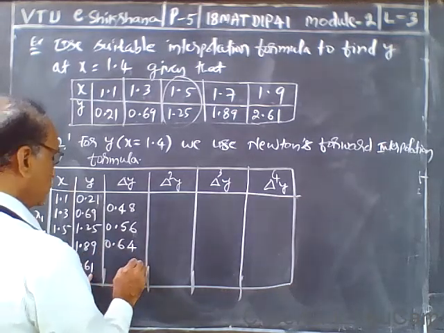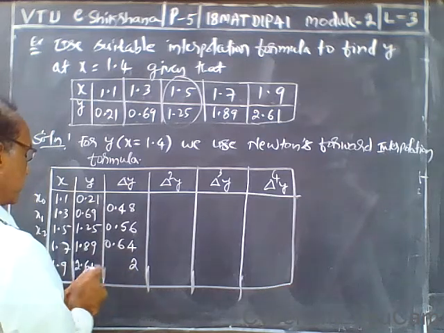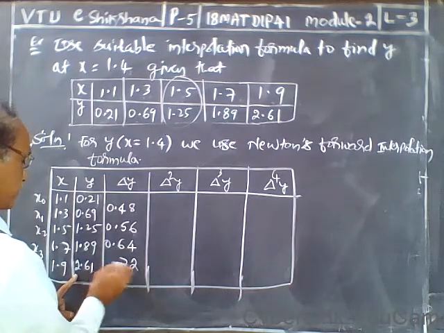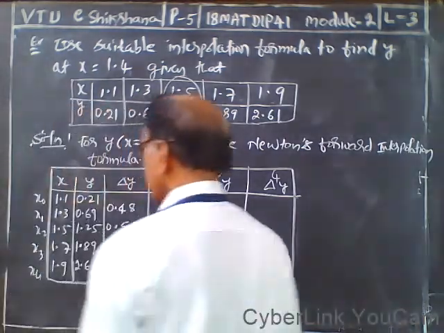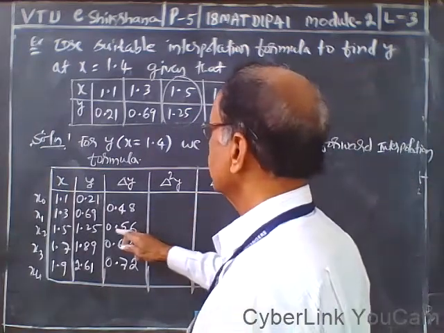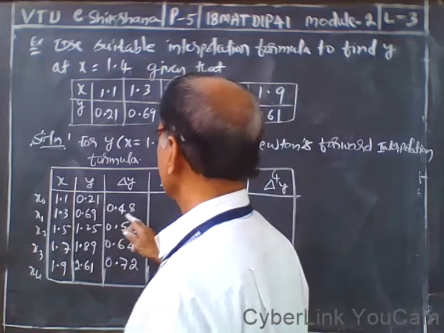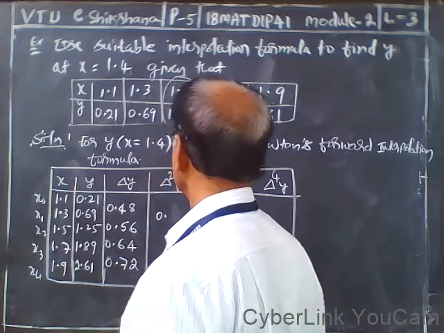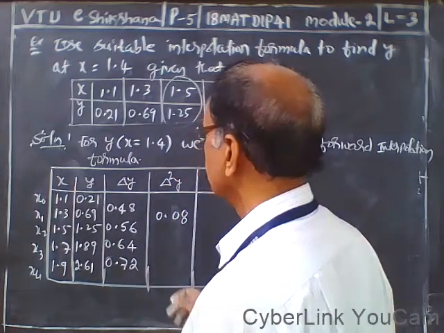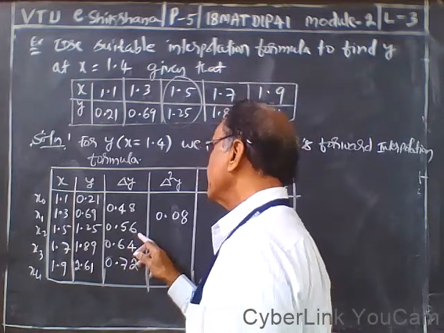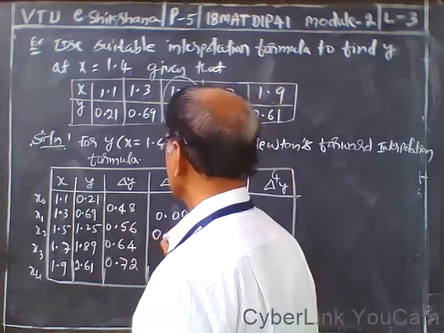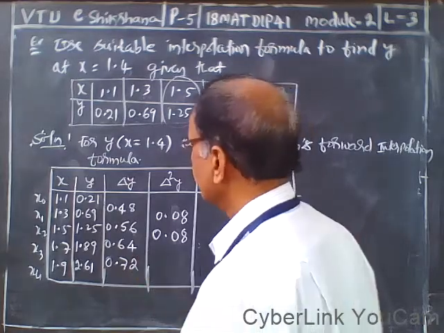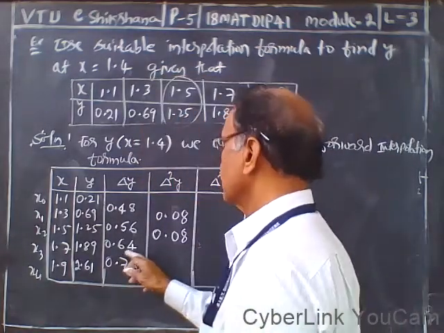Next is 2, 11 minus 9 is 2, then 5 minus 8 is 7, and then 1 remains, that is 0.72. Next, 0.56 minus 0.48 is 0.08, and then 0.64 minus 0.56 is also 0.08. Then 0.72 minus 0.64 is 0.08.